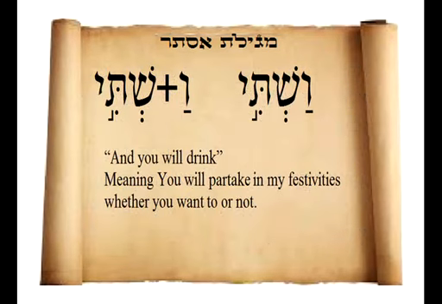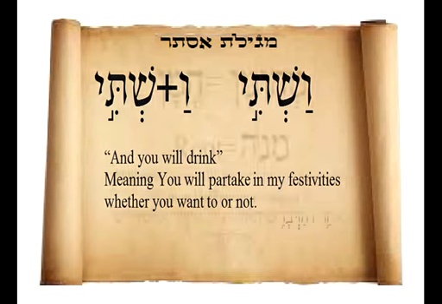So as the story begins, we see the hierarchy. The first significant name is the king, Ahasuerus, and the second person is the queen, Vashti. And so what does Vashti mean? It was an allegorical name. Vashti comes from the 2 components, Va, Sheti. Va meaning and, sheti, in the imperative form, you will drink. Whether you want to or not, you are going to participate in my festivities and do what I want, whether you want to or not.